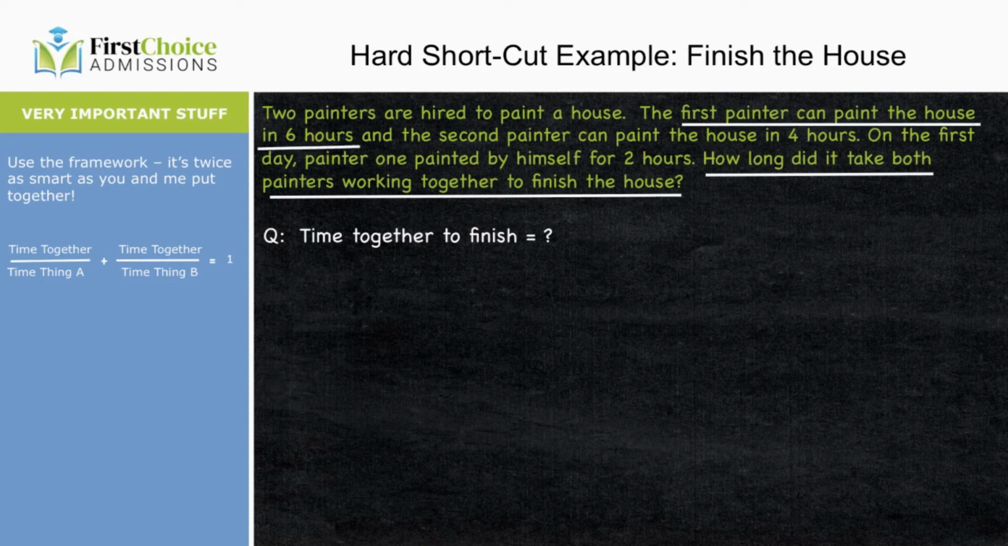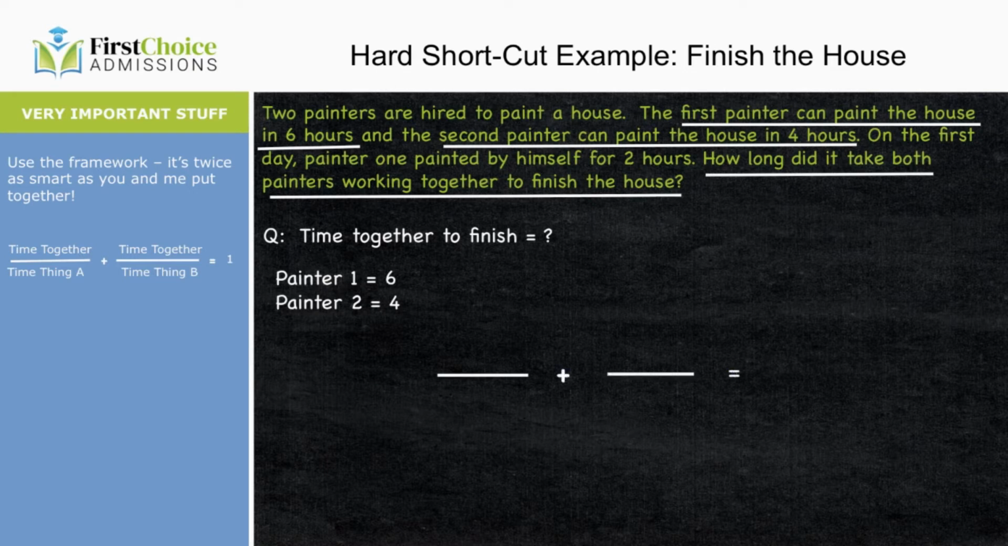Well, first painter can paint the house in 6 hours, and the second painter can paint the house in 4 hours. This is seeming very familiar to me. Painter 1 is 6, painter 2 is 4. We set up our equation. We have 2 fractions set equal to what exactly? Well, we have been asked time together to finish. Turns out that the word finish has a very precise mathematical meaning when you translate it from English into math. Finish is the total minus what's been completed. So in this case, the total is 1 house.